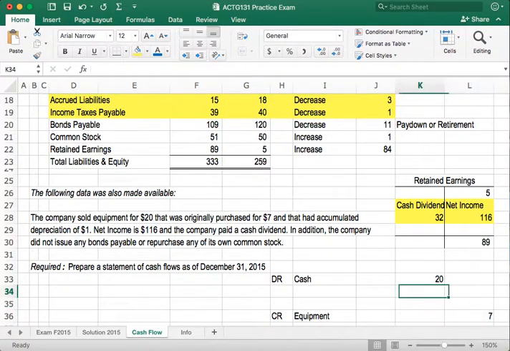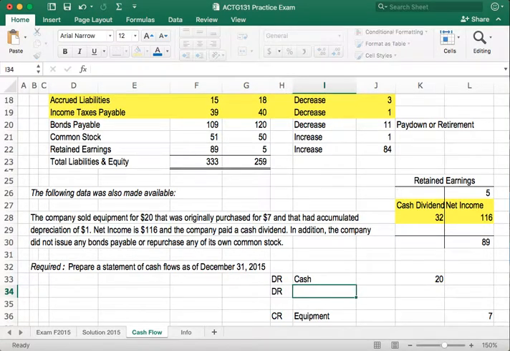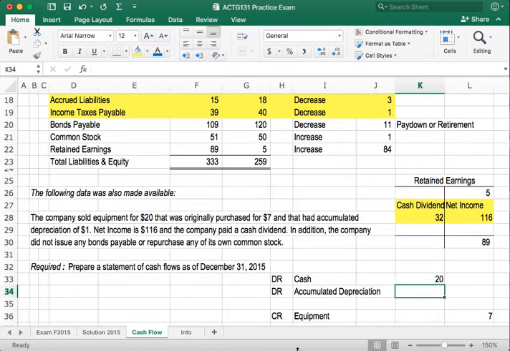Now if you remember from financial accounting, if you remove the asset, the long-term asset, you also have to remove with it the accumulated depreciation. So we're going to debit accumulated depreciation. And we're given that information right here. It was 1.